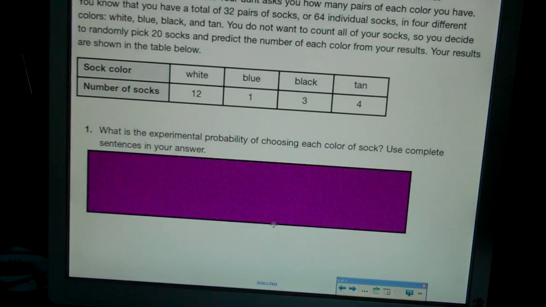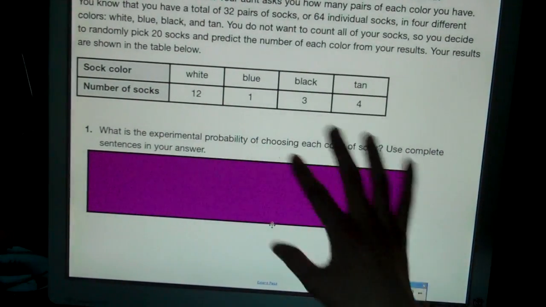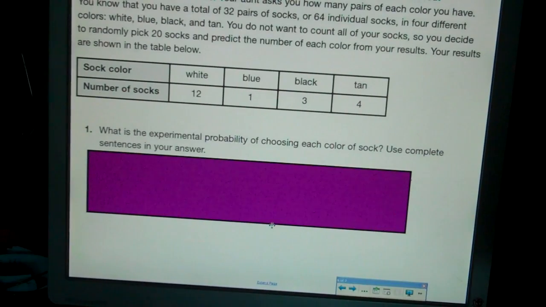All right, here's ones that I want you to practice on your own. Pause it now. I'm going to read it, and then I want you to pause it and actually look at it and try to figure it out on your own.